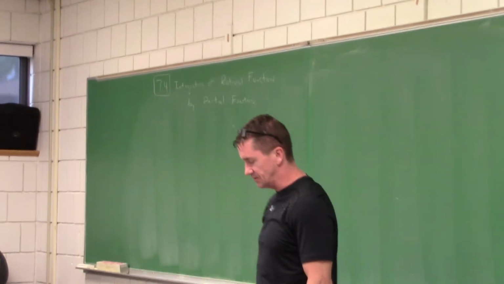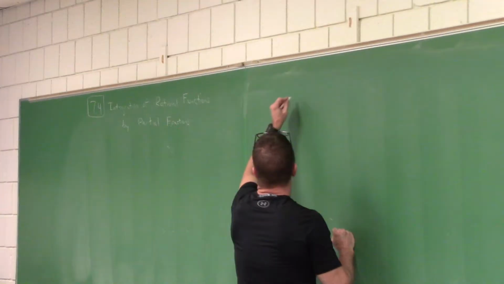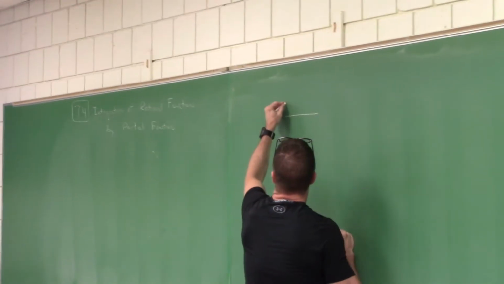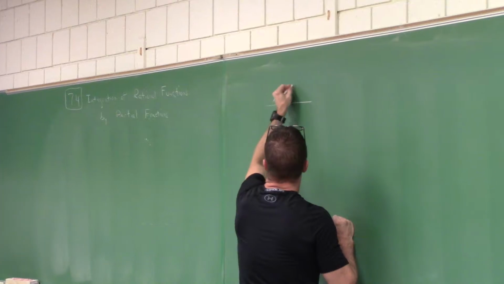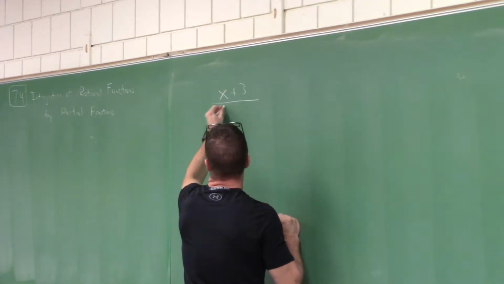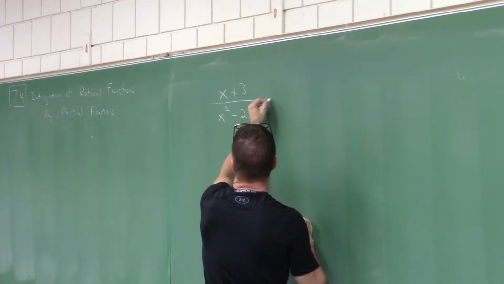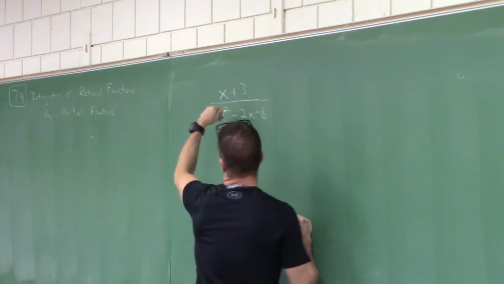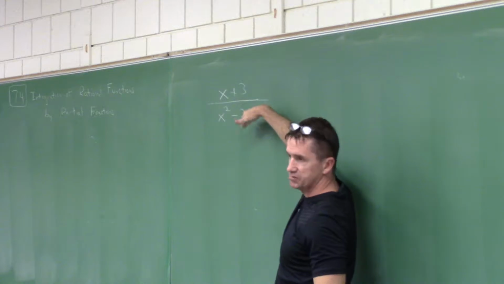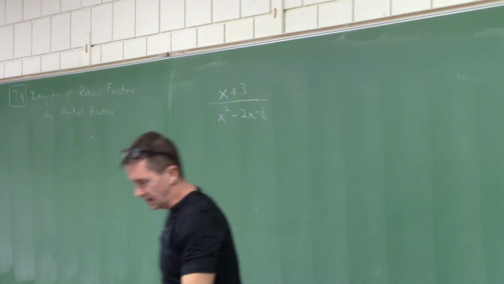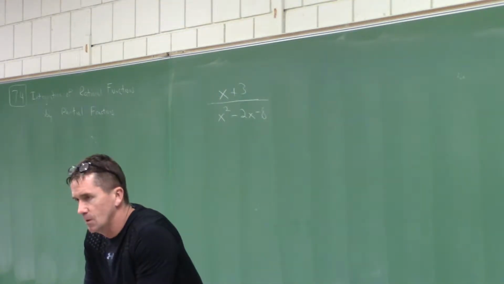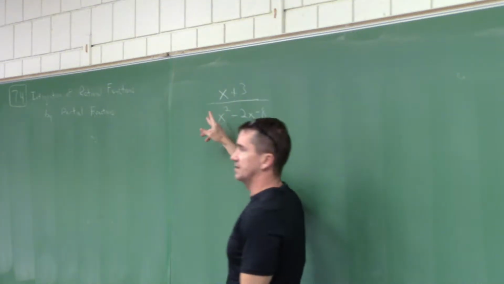A rational function is just something like (x + 3) over (x squared minus 2x minus 8). It's just an example of a rational expression. And so we're going to learn how, with integral symbols in front of these, to find the antiderivative.